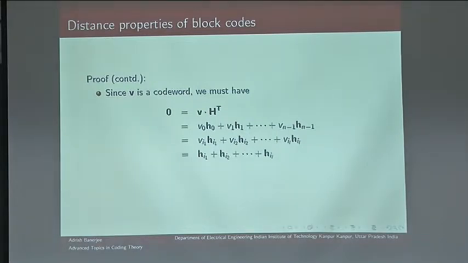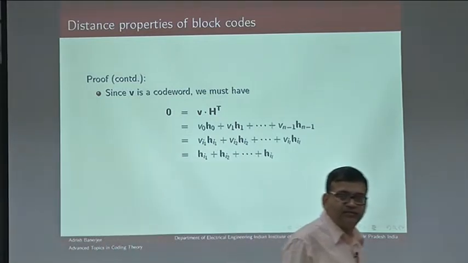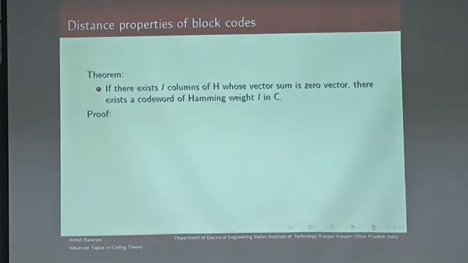So what we have proved is, if there exists a code word of Hamming weight L, then L columns of the parity check matrix add up to 0. Is this clear? I am showing the other way around.